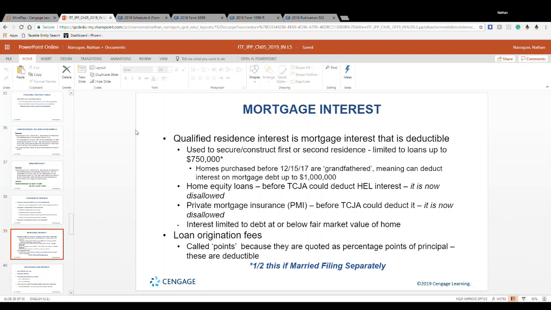Interest is limited to debt at or below fair market value of home. Okay, so again, you gotta watch out on the fair market of your property. Loan origination fees, which are basically called points because they are quoted as percentage points of principal, those are still deductible. Okay, and you gotta watch out again. That $750,000 is half if married and filing separately. Okay, if you're married filing separately, you take only half of that. So MFS, basically doing it MFS and not MFJ, you have to watch out. There's a lot more deductions that are limited. Okay.